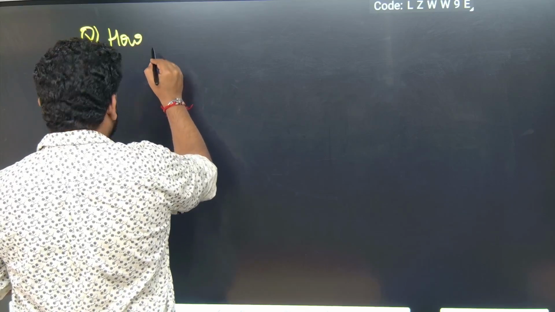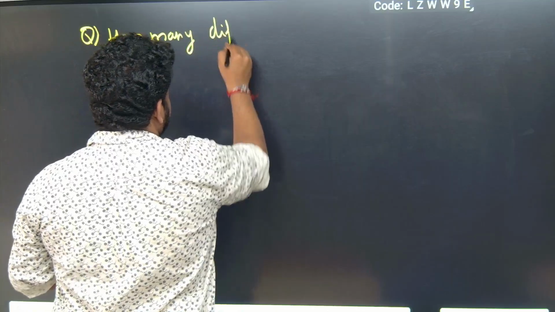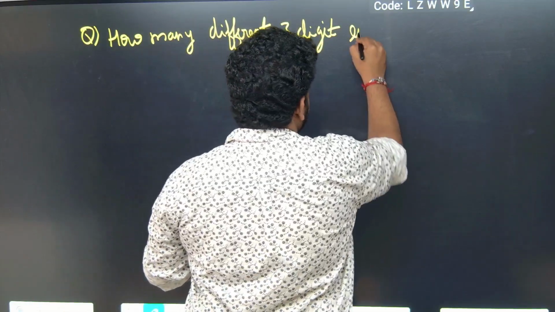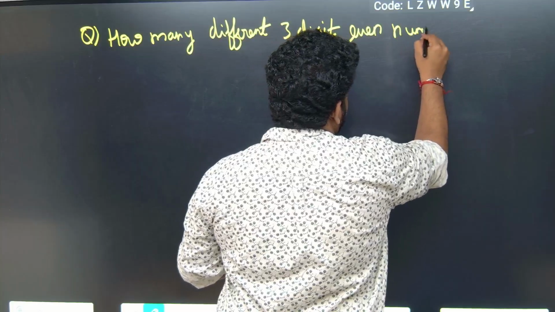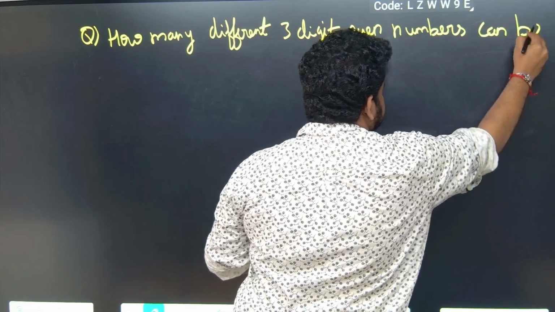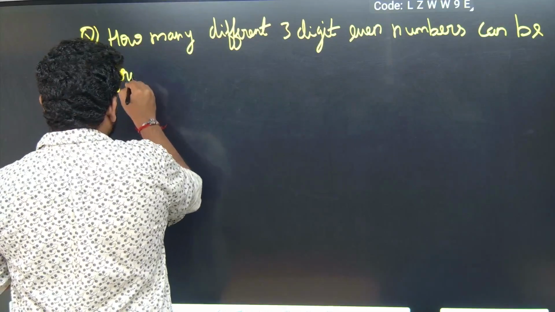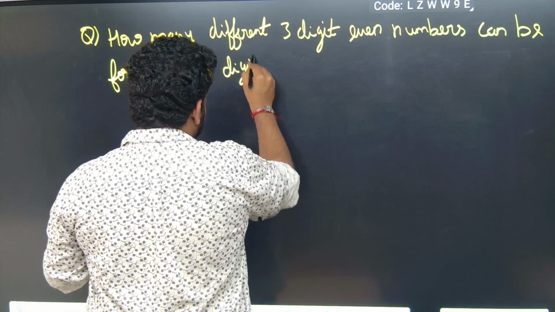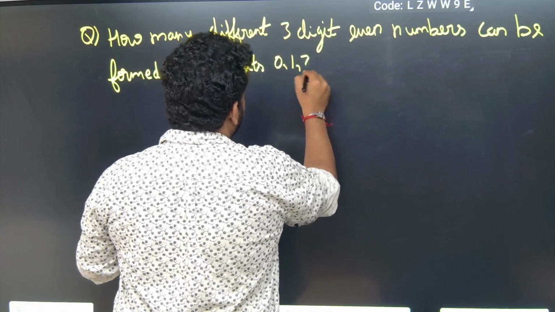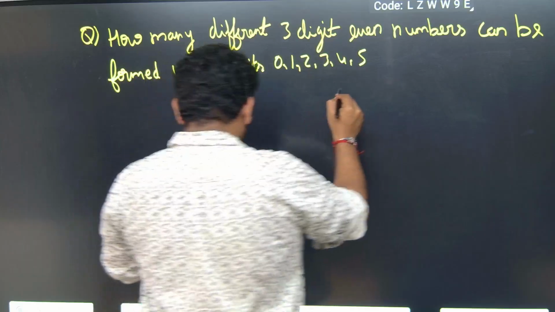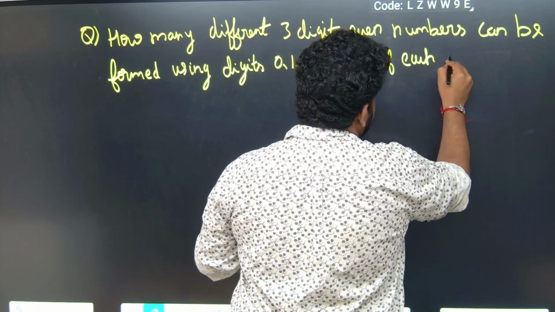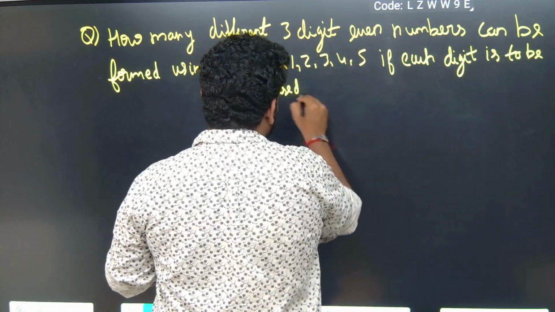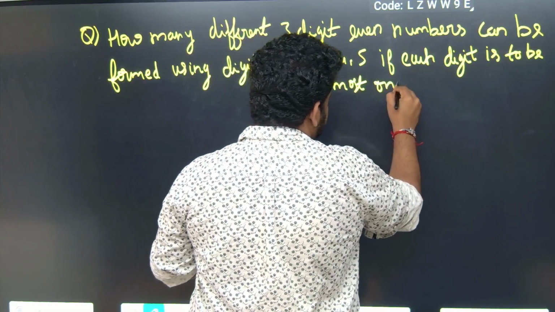So the question is, how many different 3-digit even numbers can be formed using the digits 0, 1, 2, 3, 4 and 5, if each digit is to be used at most once. Okay, this is the question.